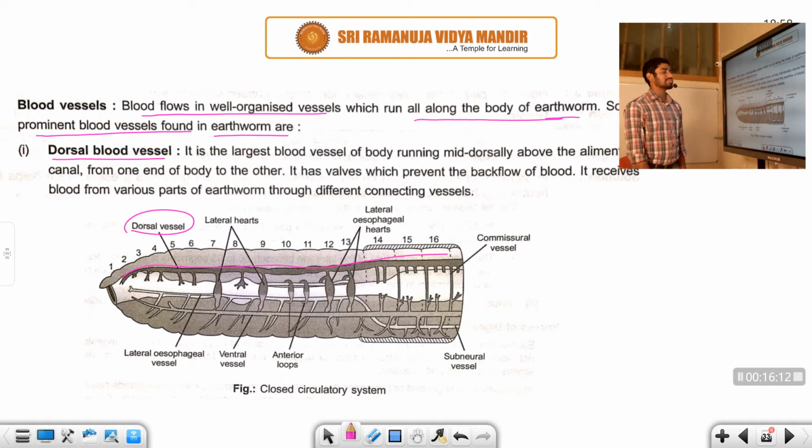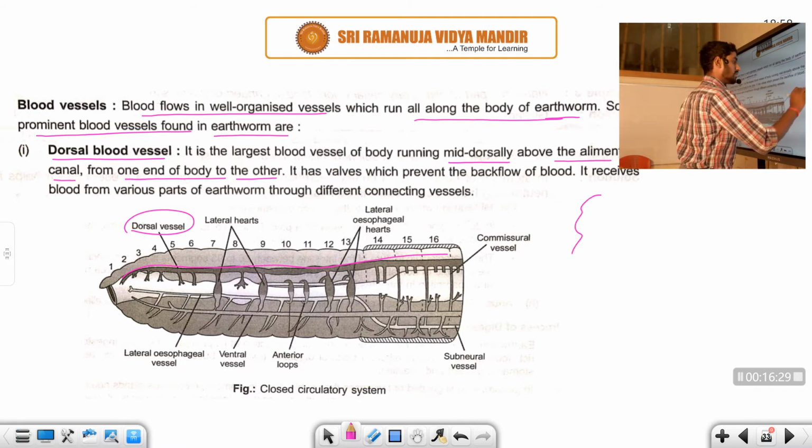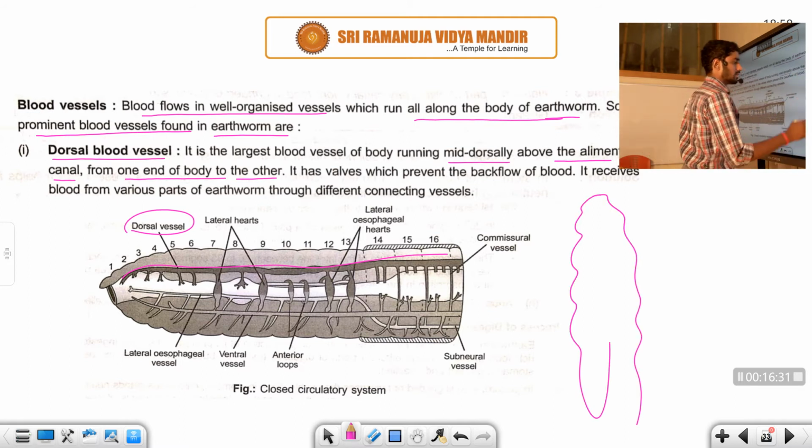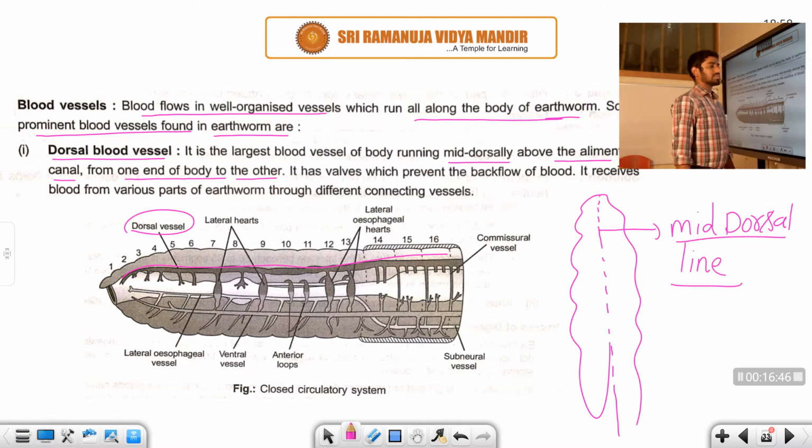It is the largest blood vessel, running mid-dorsally above the alimentary canal and from one end of the body to the other. Student, you can see this is the earthworm, right? I am drawing the dorsal view. In the dorsal view there is a midline. This represents the midline, which is also called the mid dorsal line.